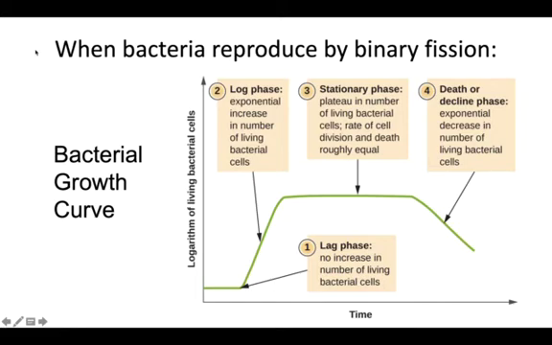Finally, we have stage or phase 4, the death or decline phase. This is an exponential decrease. So you've got basically more cells dying than reproducing. Okay? You should know these 4 stages and what happens in each for an exam and be able to identify each stage. Okay?